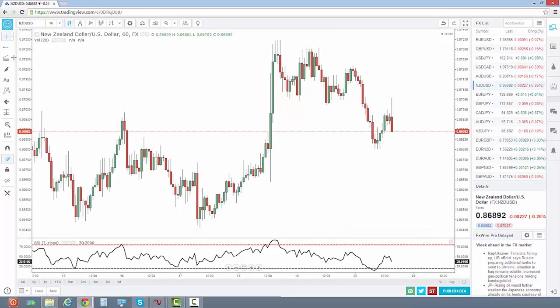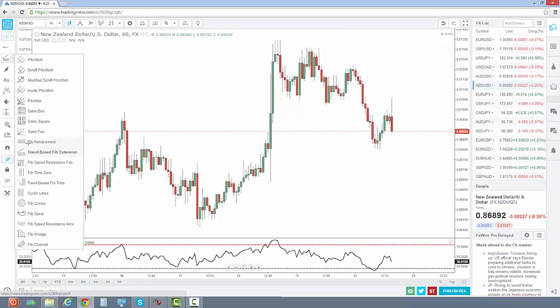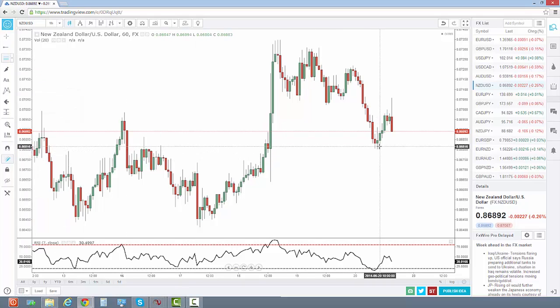We're going to bring in our Fibonacci retracement. Let's see if we can. Now, we know the market is going oversold. Let's see if we can build a case for entry here to get into this market.